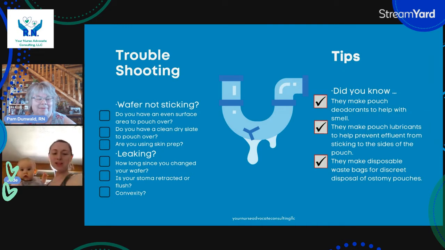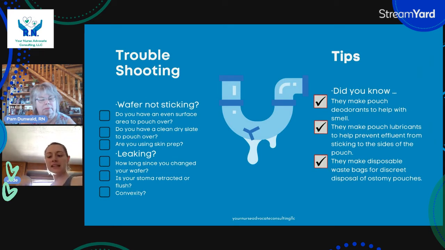What does your stoma look like? Is it retracted, meaning does it go in, or is it flush with your skin? Because if it's flush with your skin or retracted, is it leaking underneath because it's sitting there, eating away at that wafer? That's a huge issue. And underneath that, I wrote the word convexity.